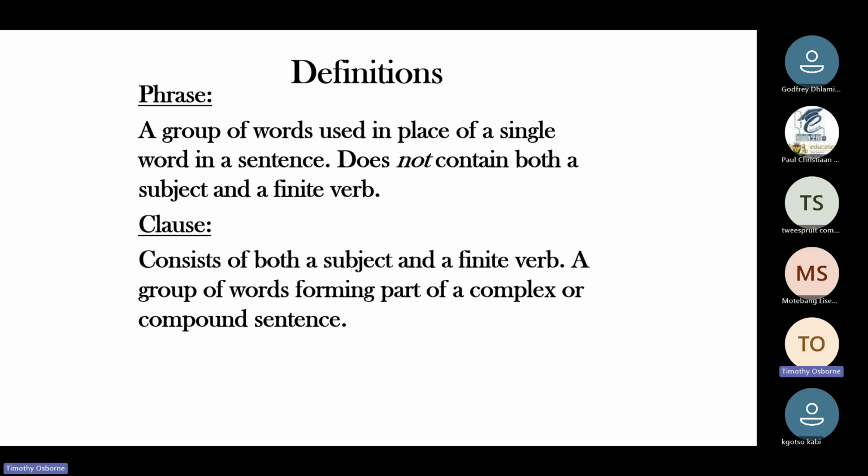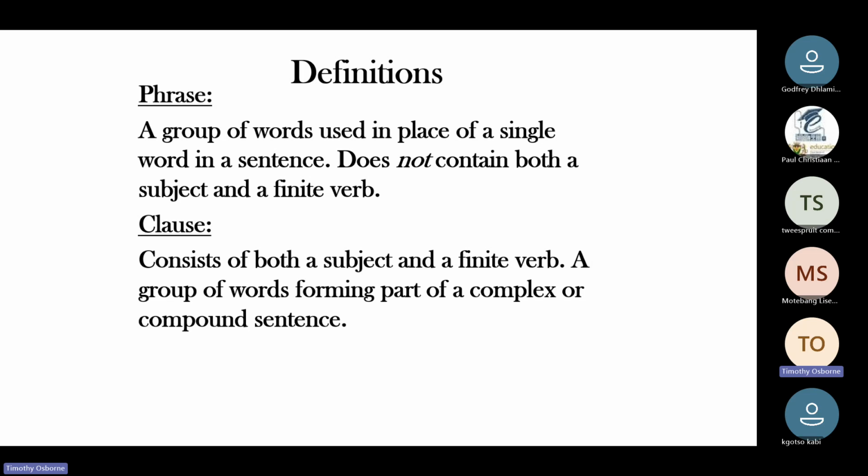We're going to look at two definitions here. Now, the definition of a phrase, there you can see it. I'm going to read it to you. It's a group of words used in place of a single word in a sentence. Now, take note of that. We're going to be looking at that in detail today. But the actual, second definition: a phrase does not contain both a subject and a finite verb. It can have a subject or it can have a finite verb. It cannot have both because otherwise it automatically becomes a clause.